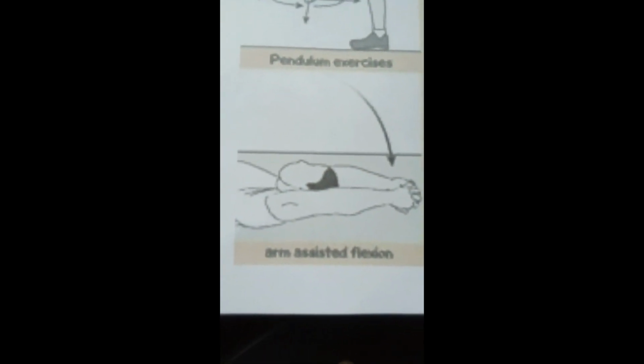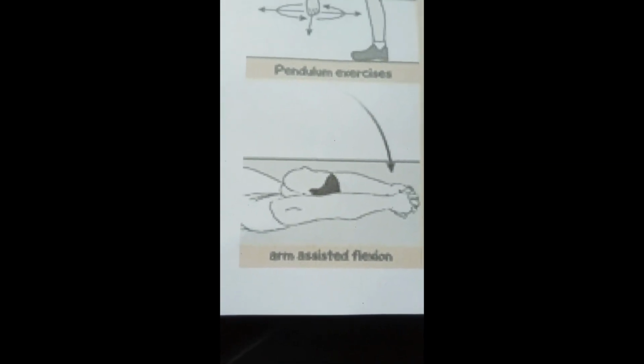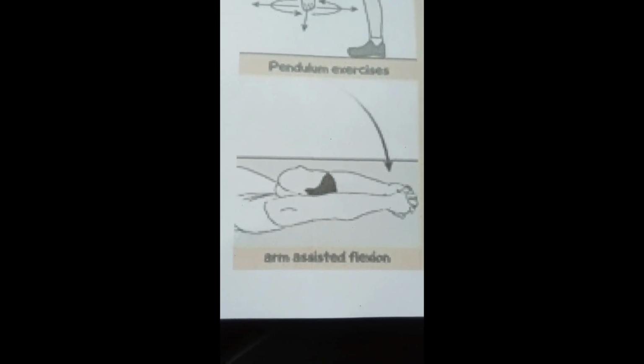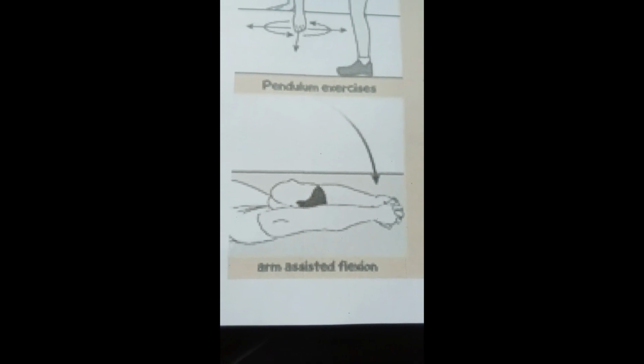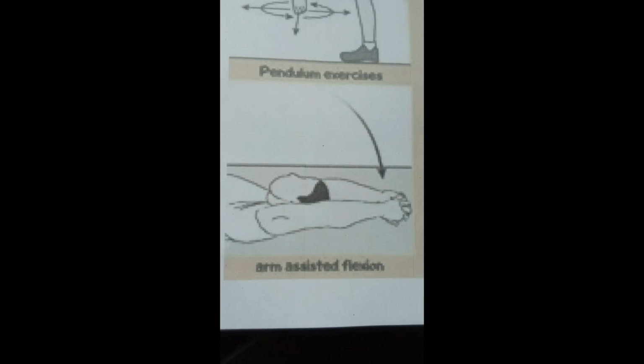And if the shoulder at any point feels like it may pop out, stop there and then return to the starting position. Just build it up gradually. So that's the first stage of these recovery exercises.